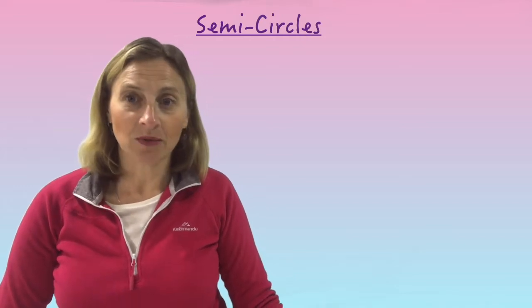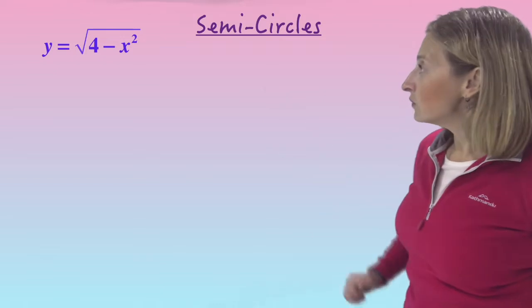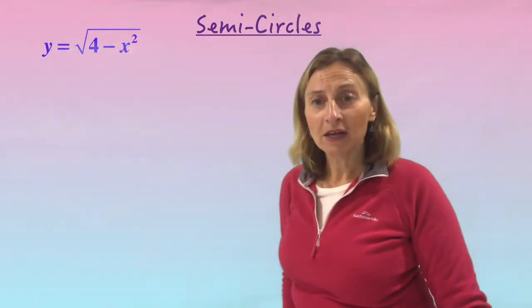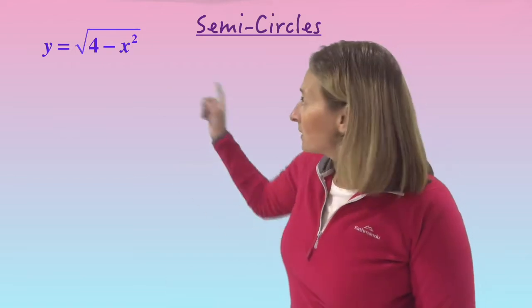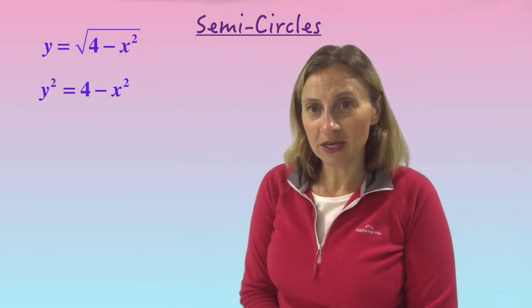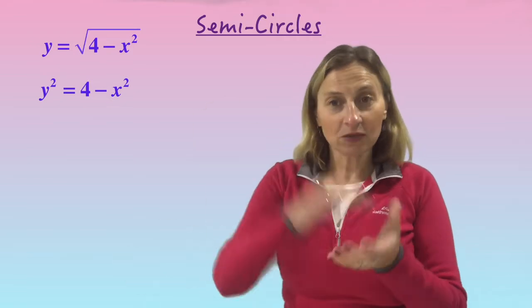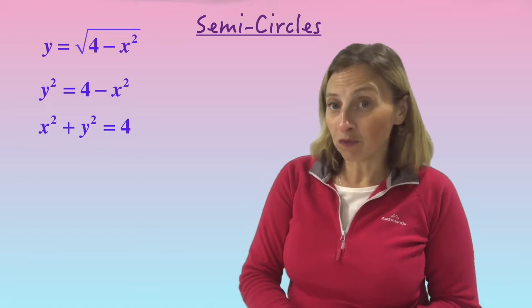Now let's have a look at semicircles. So we know that a semicircle is half a circle, yeah? How do we write those as an equation? This time we're going to have y equals the square root of 4 minus x squared. So how do you know that this is related to a circle? Well, can't we square both sides and get y squared equals 4 minus x squared? And then we can take the x squared to the other side and get x squared plus y squared equals 4.